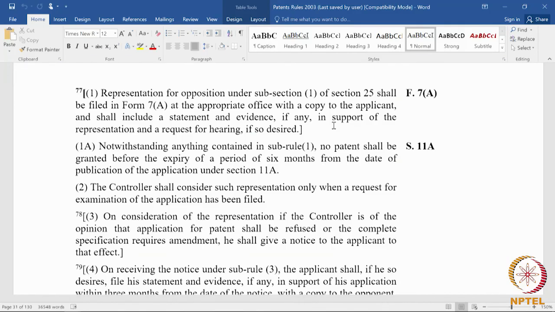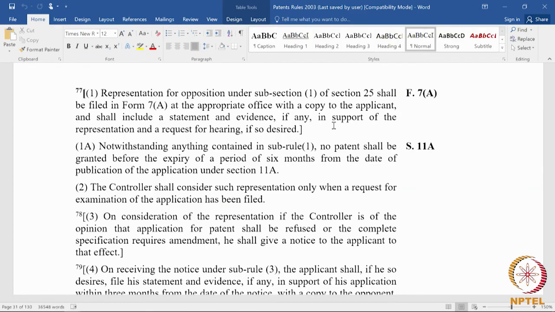The idea behind this is you get a 6-month window period for definitely filing pre-grant oppositions. You understand? If you ask what is the safe period for filing a pre-grant opposition, it is 6 months from the date of publication, because the rule says 1A, you cannot grant. The patent office, even if it wants to do a fast track or an expedited examination, still cannot grant. There is a statutory prohibition that it cannot grant within 6 months.